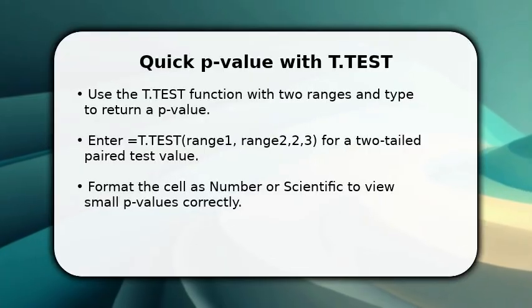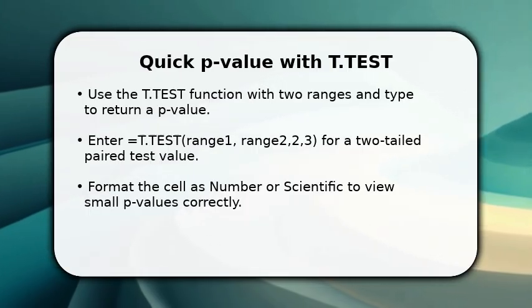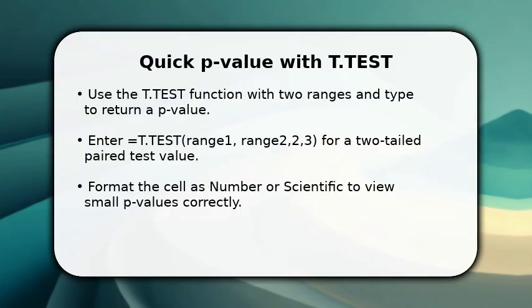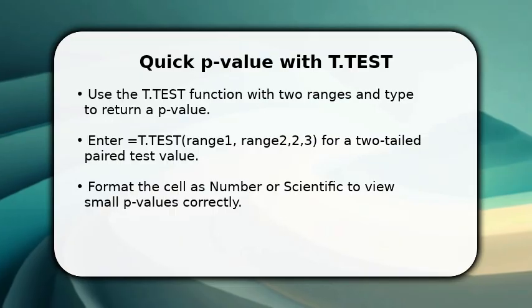I will show the fastest way to get a p-value in Excel using T.TEST. Open your workbook and place the two data ranges on the sheet side by side. Click an empty cell where you want the p-value result to appear.